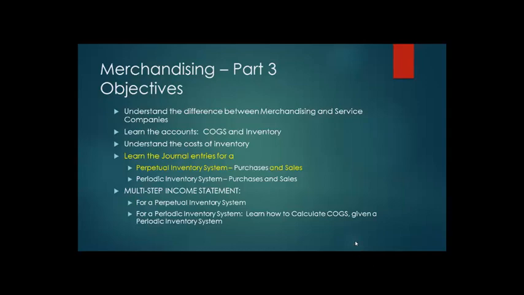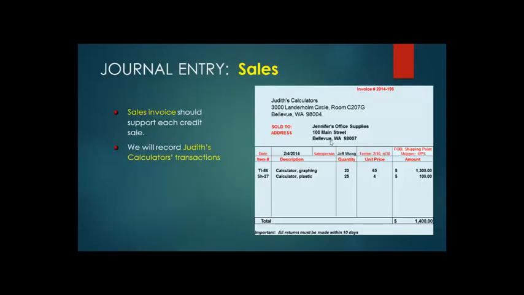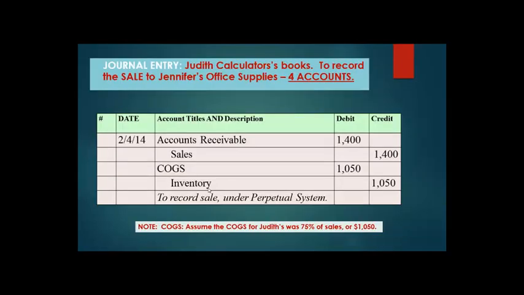This video is for merchandising part 3, the perpetual inventory system, the sales transactions. So Jennifer is the buyer, Judith's Calculator is the seller. We are going to do the sales transactions for Judith's, for these same transactions. And of course, companies must have an invoice to support each credit sale. So this is the same invoice.